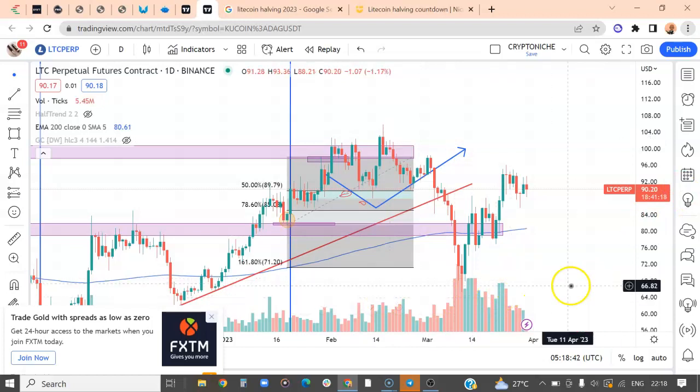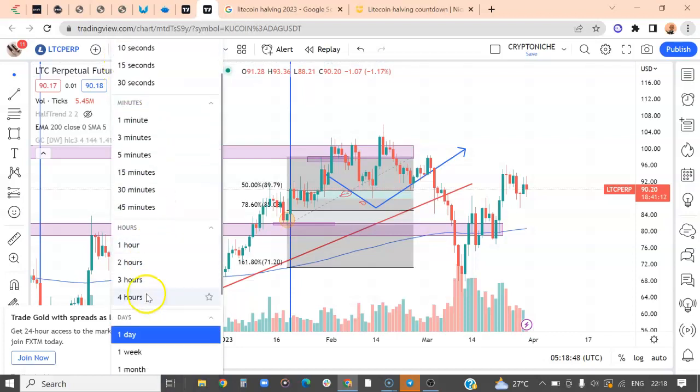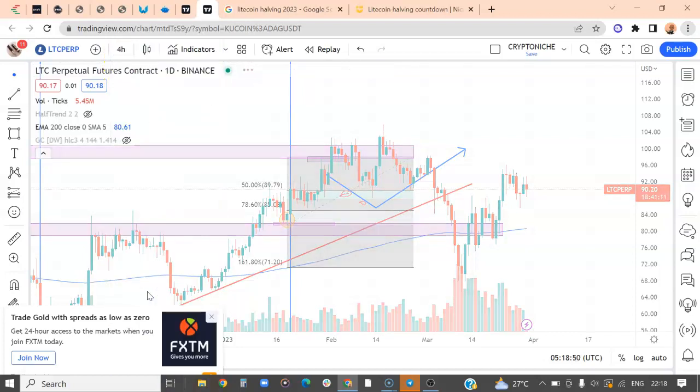So to find that opportunity that exists on this chart right now, what I'm going to be doing is to switch this back to the 4 hours time frame, and you're able to see the live action of the candles.